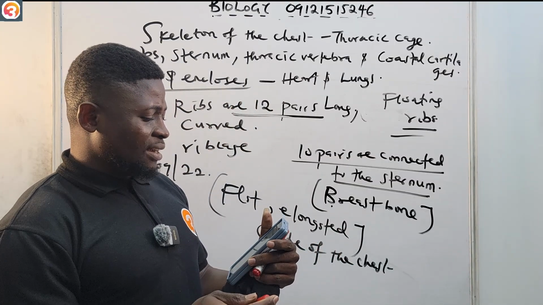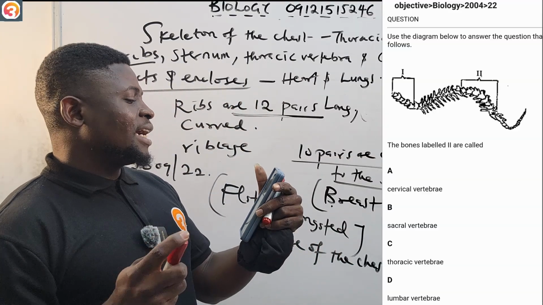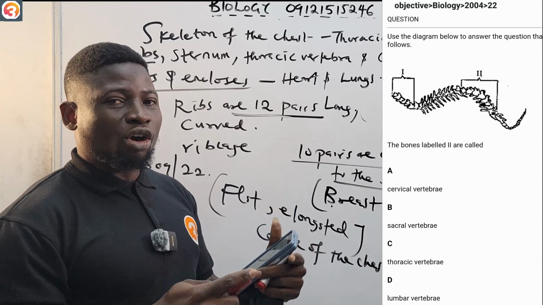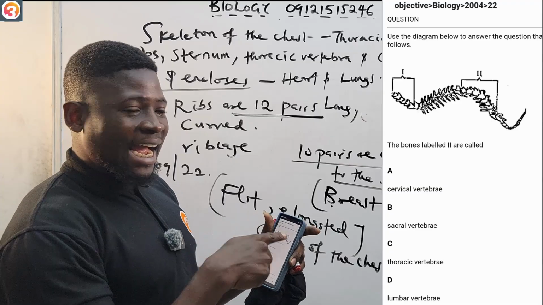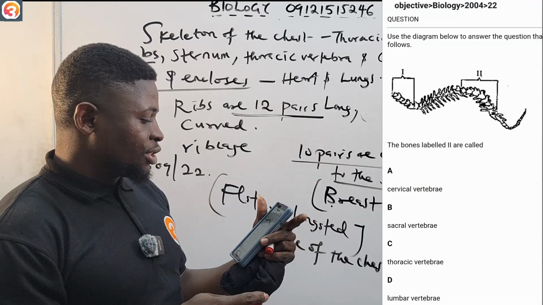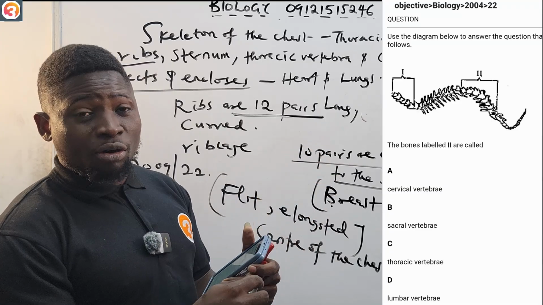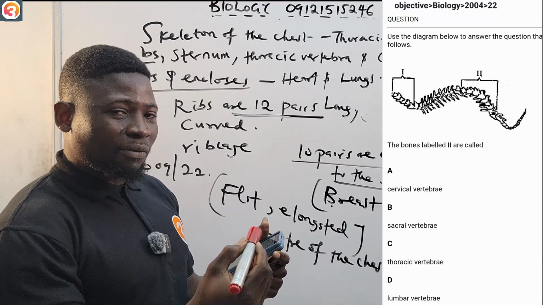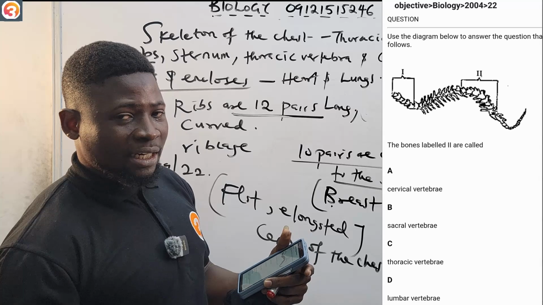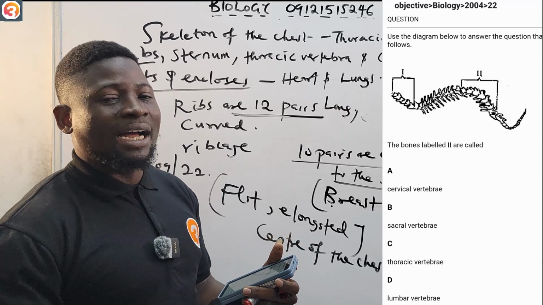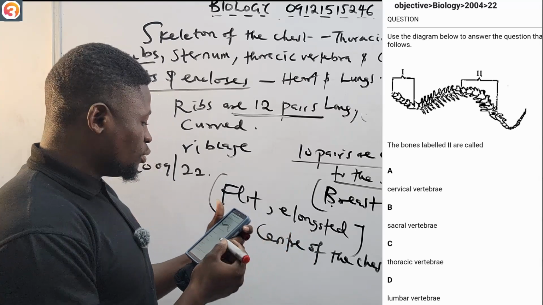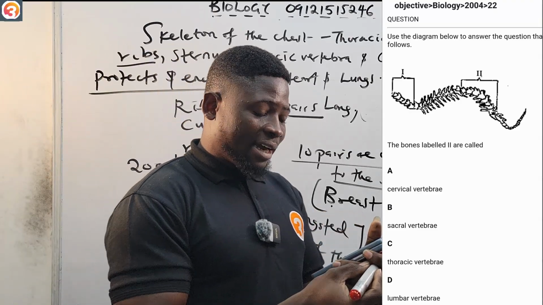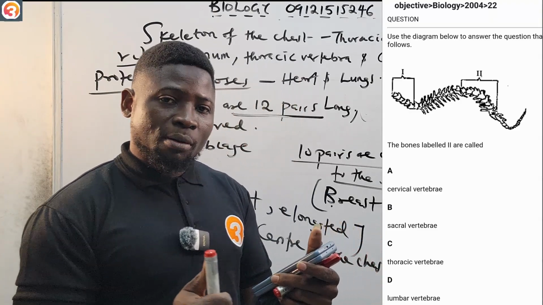Let us see 2004 number 22. They say use the diagram below to answer the question that follows. The bones labeled 2 are called, obviously there, the lumbar vertebra, just before the sacral vertebra and the caudal vertebra. So that is the lumbar vertebra. Option A says cervical vertebra, B says sacral, C says thoracic, D says lumbar.